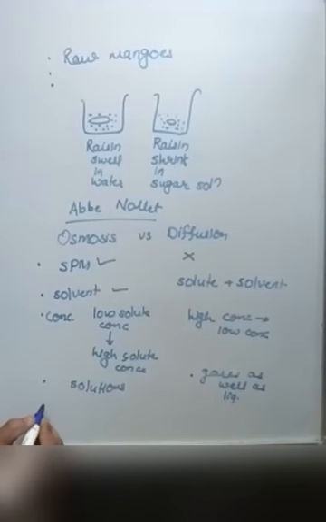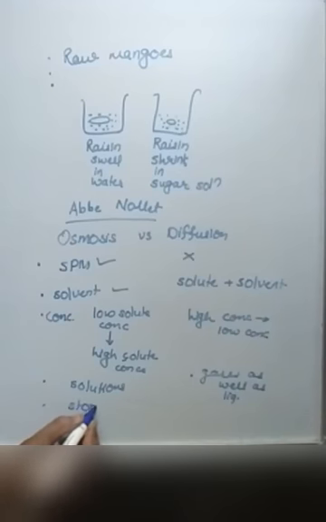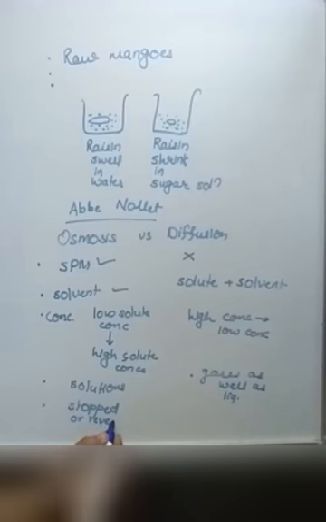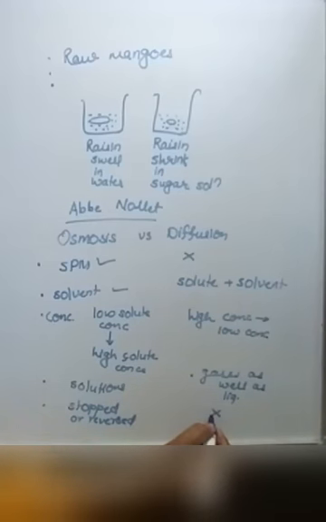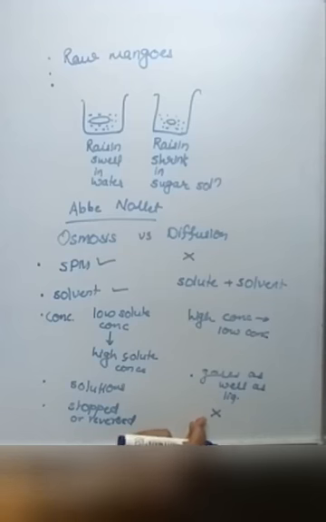Osmosis can be stopped or reversed by applying additional pressure on the higher concentration side. It can be stopped or reversed. Its direction can be reversed if we apply high pressure on the higher concentration side. But diffusion can neither be stopped nor be reversed by applying any kind of pressure.